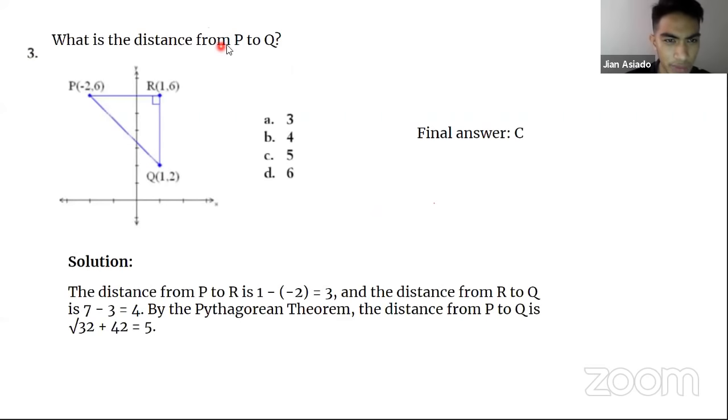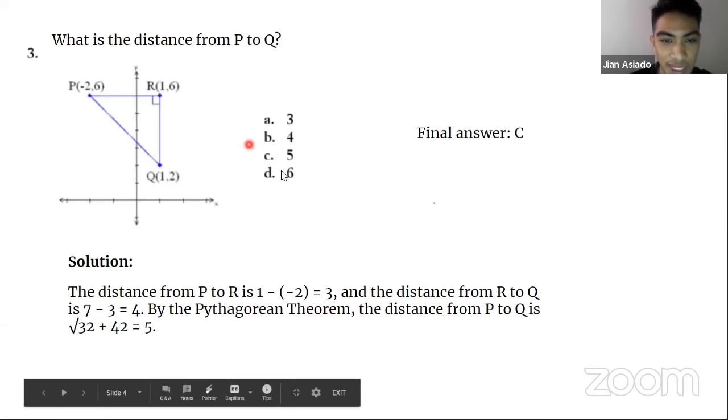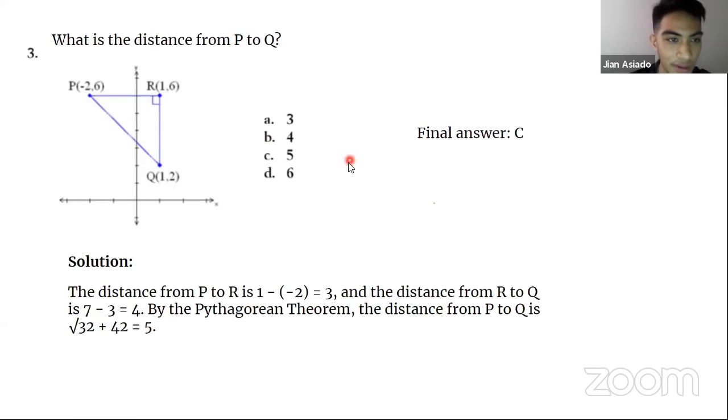Now, this is the distance from P to Q. For P to Q, you just take the upper leg, this is P and R, this is R and Q. Then use the Pythagorean theorem, because it's a right triangle. So, that being said, number 3, letter A. Joke. The final answer is letter C, 5.